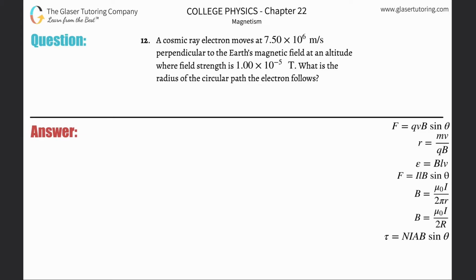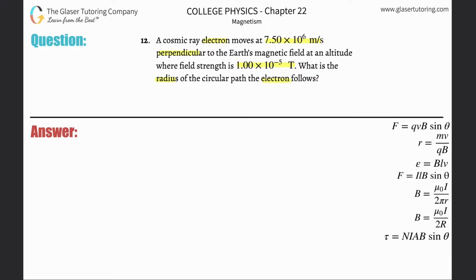Number 12, a cosmic ray electron moves at 7.5 times 10 to the 6 meters per second perpendicular to the Earth's magnetic field at an altitude where the field strength is 1 times 10 to the minus 5th Tesla. What is the radius of the circular path the electron follows?